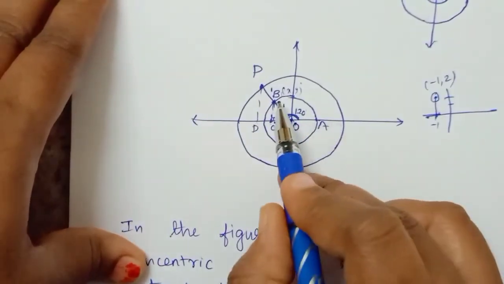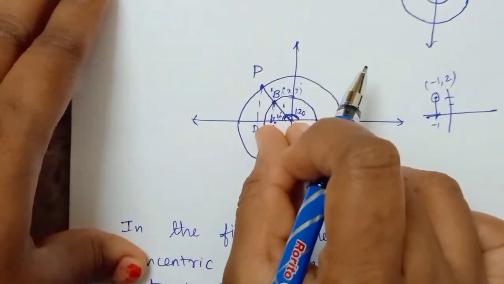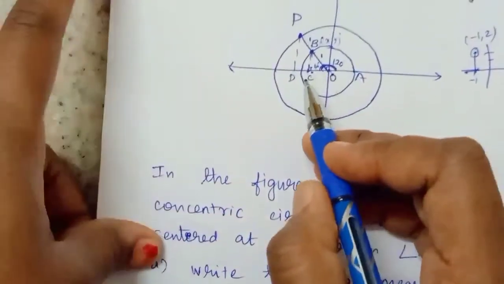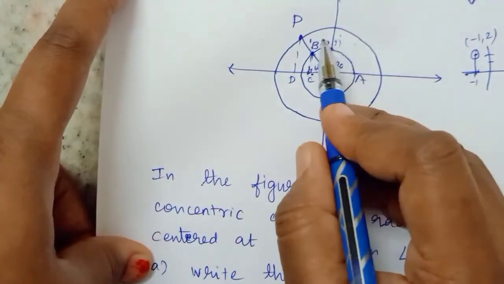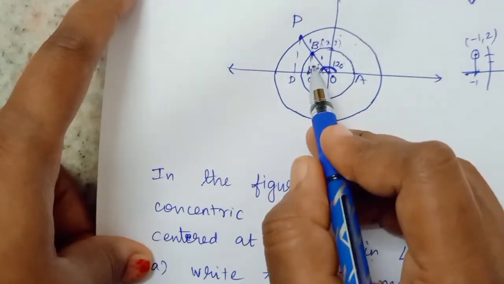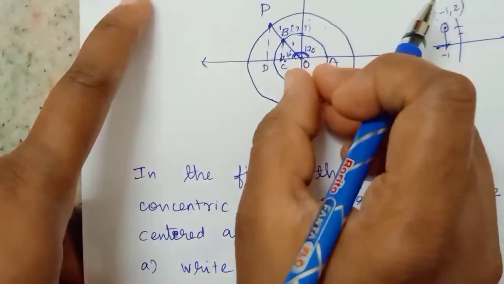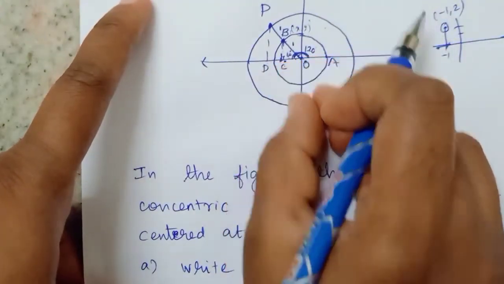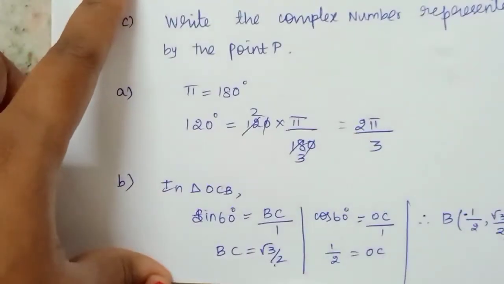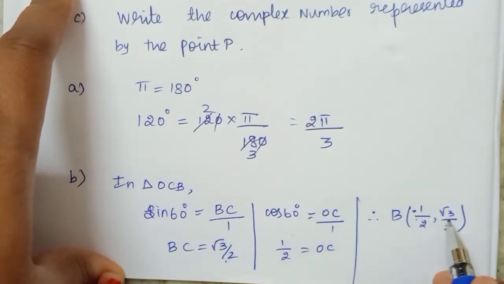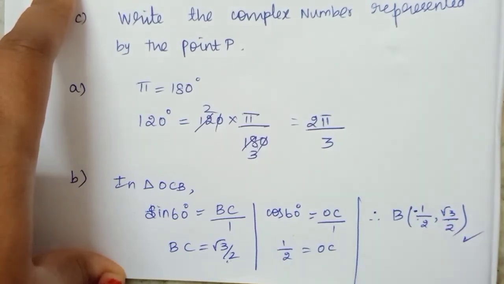So this B point is nothing but OC comma BC. But in which quadrant does this point lie? This is the first quadrant, this is the second quadrant. Second quadrant means x negative, y positive. Here we represent distance, so distance cannot be negative. But if you write in terms of a point, you have to mention the coordinate sign. So minus 1 by 2 comma root 3 by 2. So this is the answer.